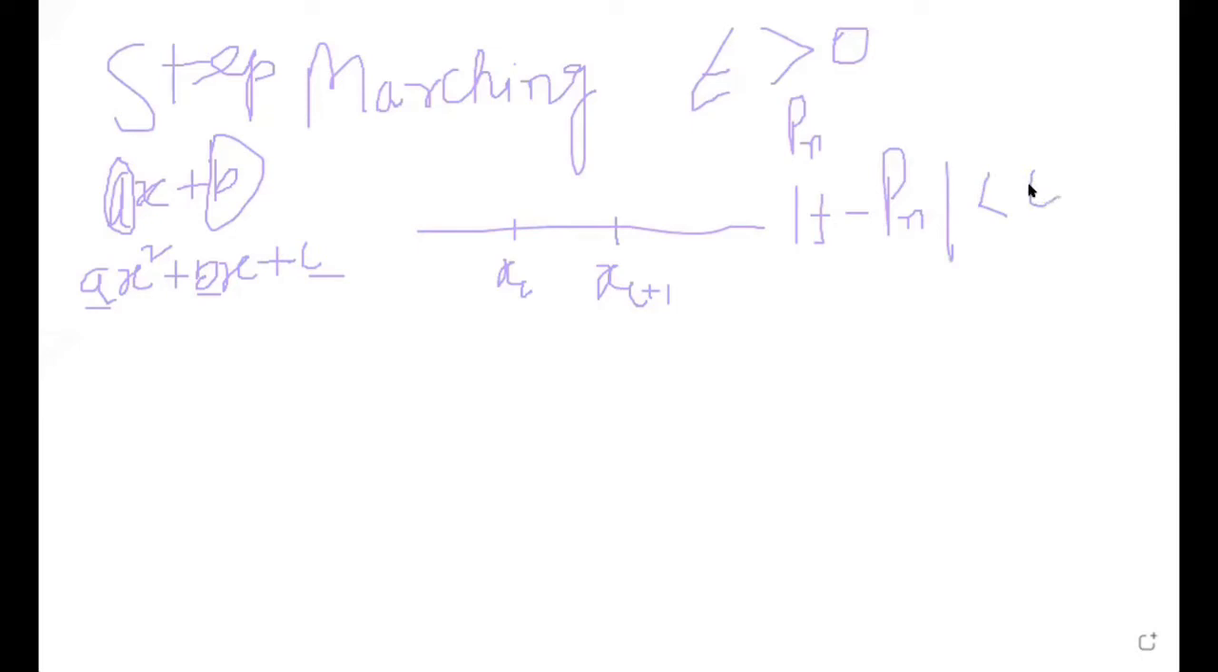So what does it mean? It means that we can approximate a function by a polynomial with desired accuracy. As we increase the degree of the polynomial, we get better and better approximation to the function. So this thing is clear.